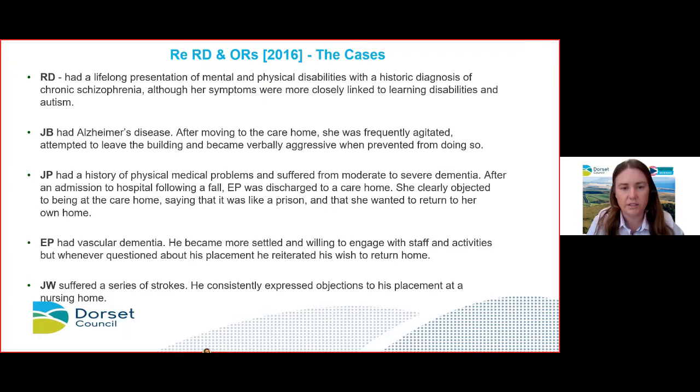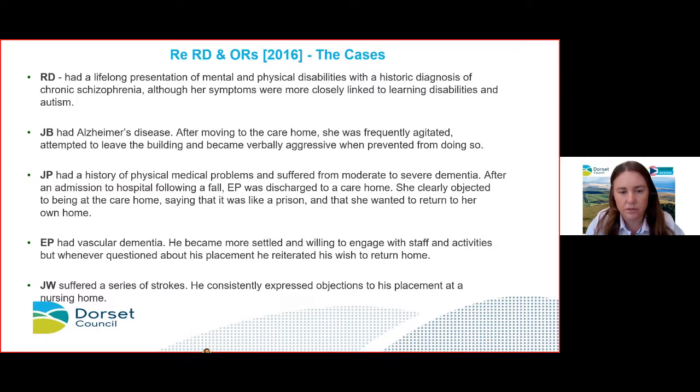EP had vascular dementia. After an admission to hospital following a fall, EP was discharged to a care home. She clearly objected to being at the care home, saying that it was like a prison and that she wanted to return to her own home. The RPR concluded that there was a fluctuation in EP's compliance with the care arrangements and her acceptance of the situation.